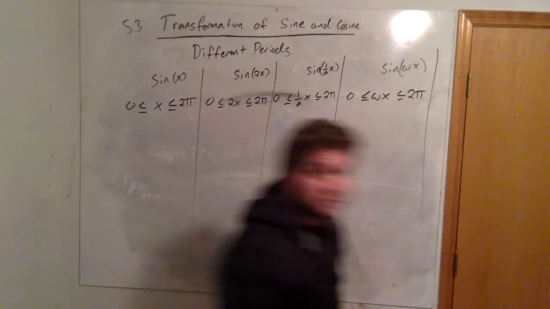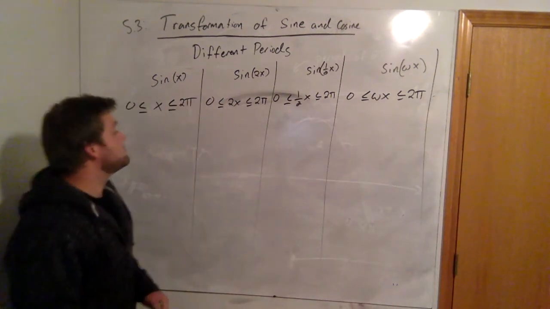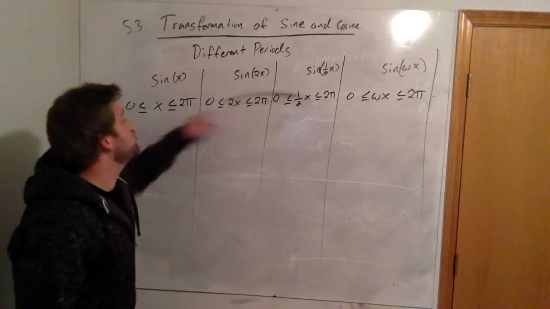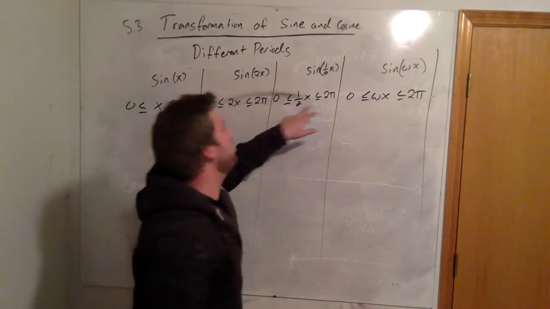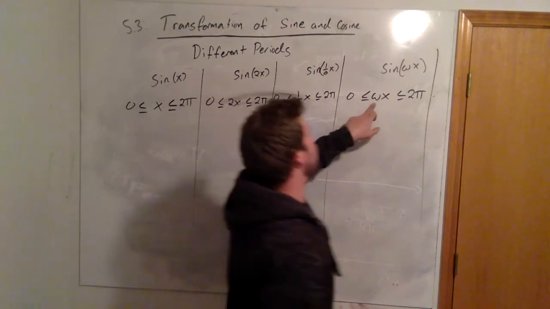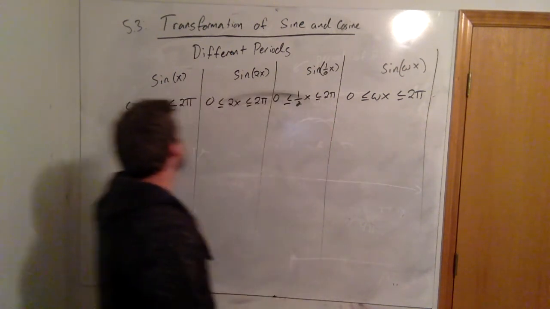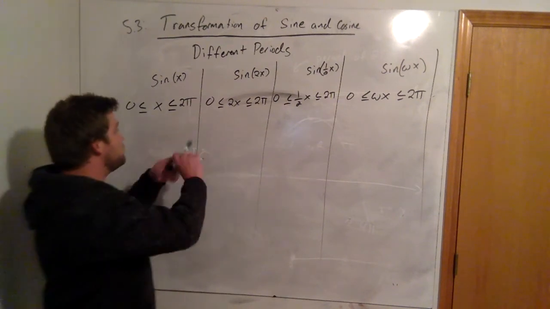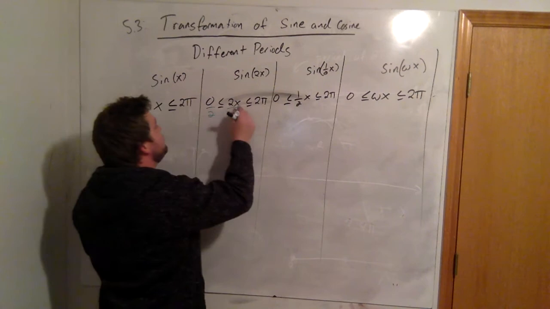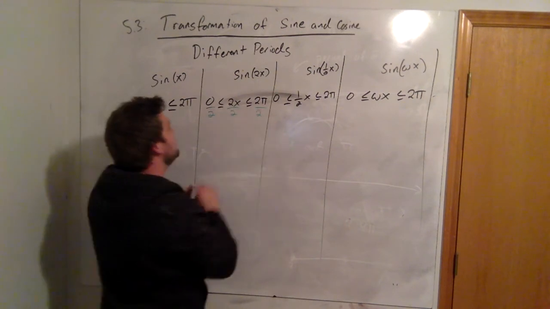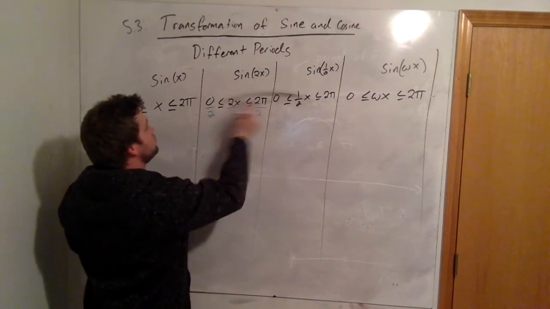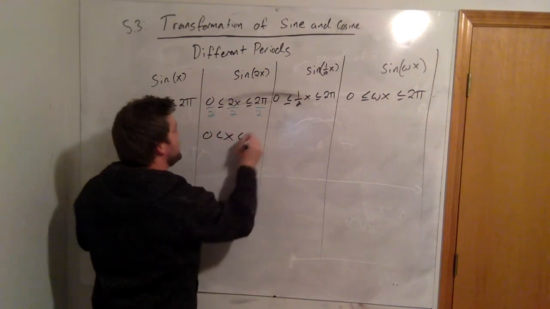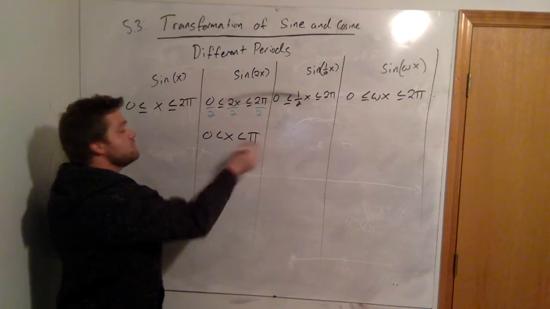So when I'm talking about the periods, I want to know what the x value is in between. I want to know what 2x has to be between. I don't want to know what 1/2 x has to be between. I don't want to know what omega x has to be between. I can easily solve all of these to figure out what the period would be. For this one, we'll just divide everything by 2. We're basically solving for x here. So I need 2x to be between 0 and 2 pi, so that means x would have to be between 0 and pi, and that's what we discovered the period was.